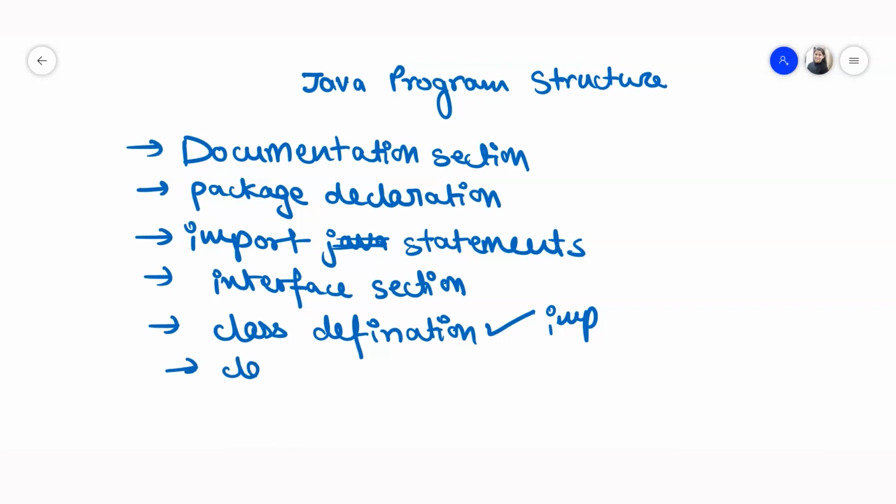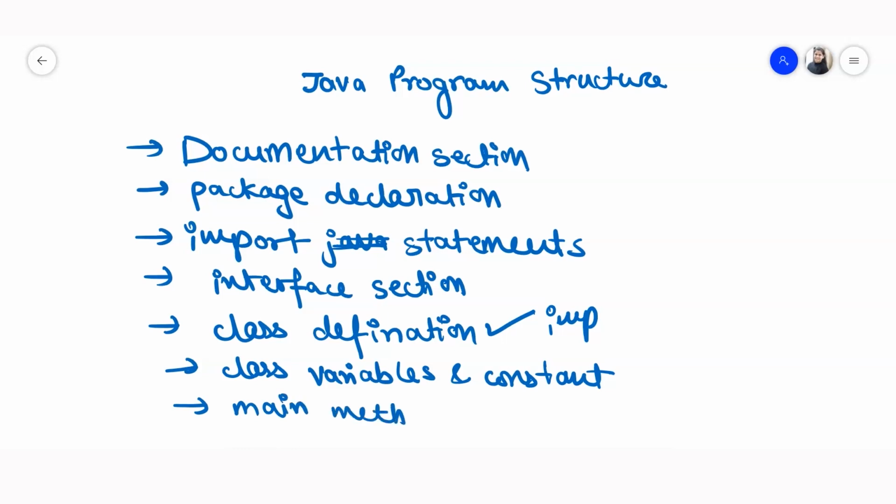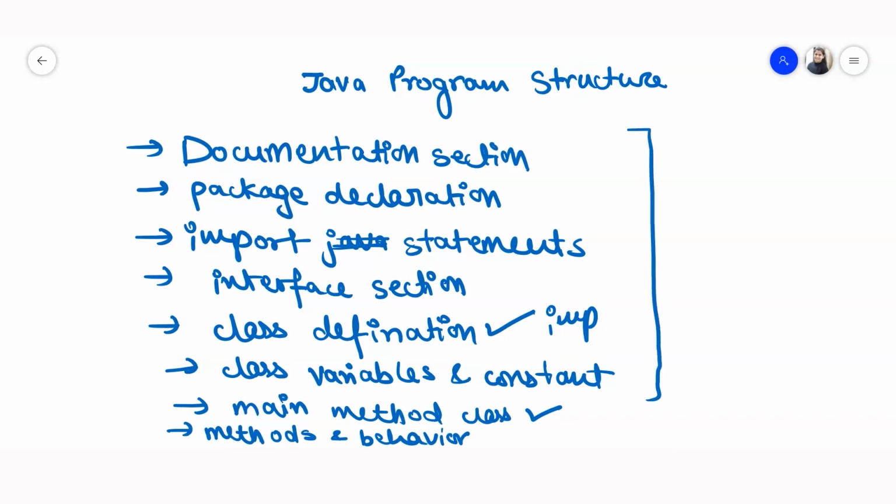After that, you have your class variables. You might have some global variables, which we will look at further, and constants, rather. After that you need the main method, because your program execution starts from the main method only. After this, you need to define some more methods. There is no program that needs only one method, you can have many methods and you have to define their behavior. So these are some important parts of the Java program structure that you need to know. We will dig into more in this video.